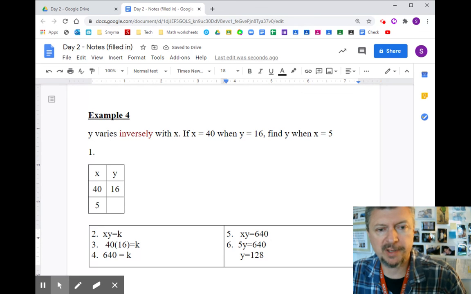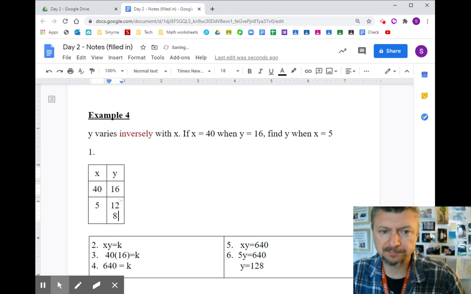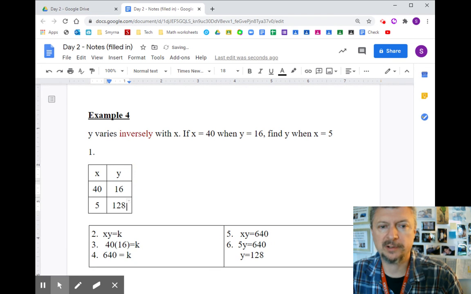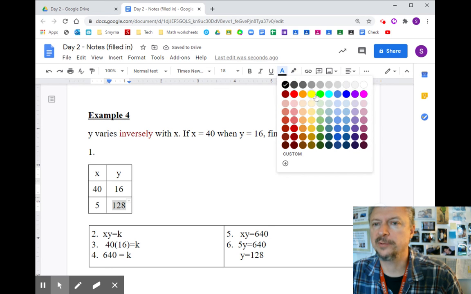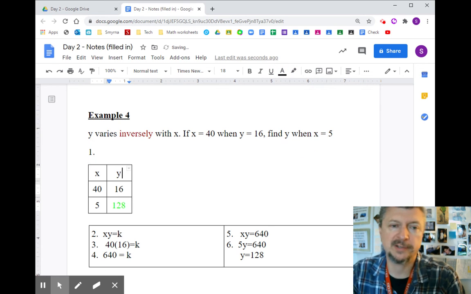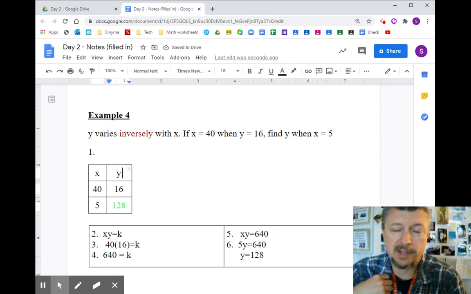There you go. And you plug in the 128 right here. Oops. Cable a little wire. There it is. And make it a nice color if you want to. Okay, there's the answer. So that's it for the example.